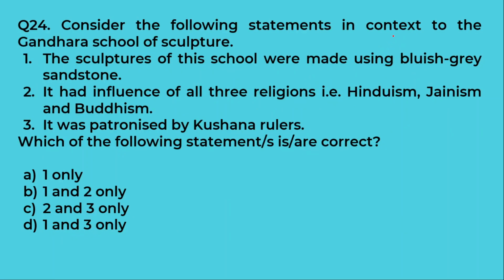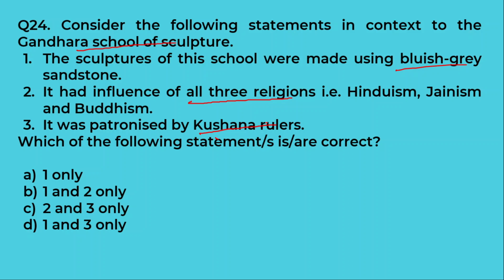Now, consider the following statements in context to the Gandhara School of Sculpture. Let's see in detail now. The sculptures of the school were made using bluish grey sandstone. It had influence of all three religions, that is Hinduism, Jainism and Buddhism, and it was patronized by Kushan rulers. Which of the following statement or statements is or are correct? 1 only, 1 and 2 only, 2 and 3 only, or 1 and 3 only? Take your time, pause the video, solve the question.